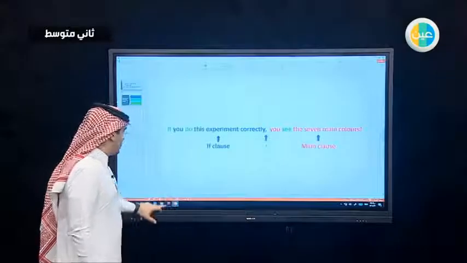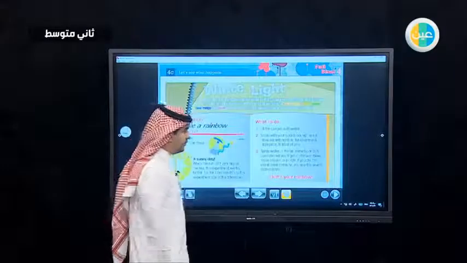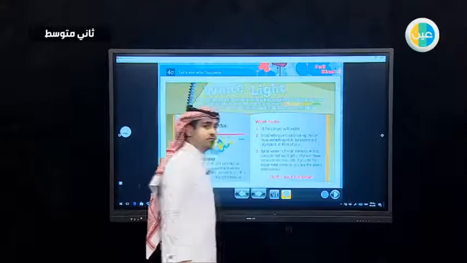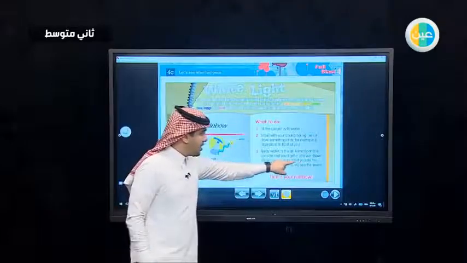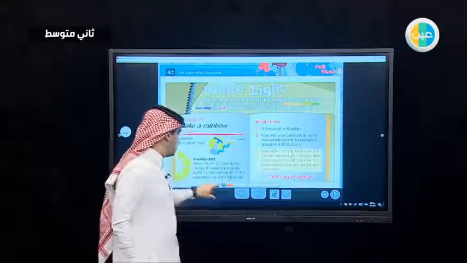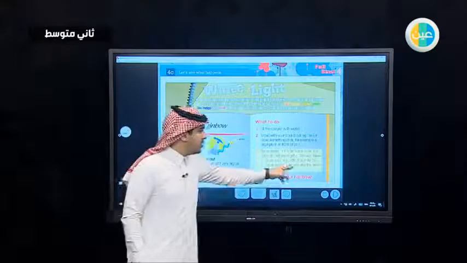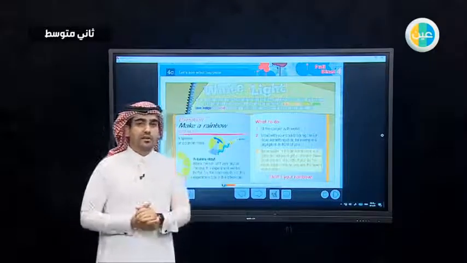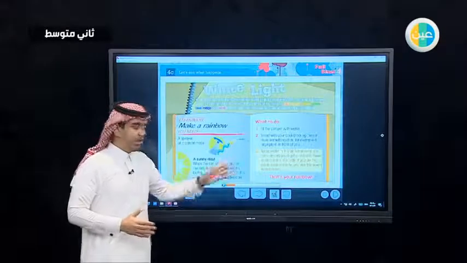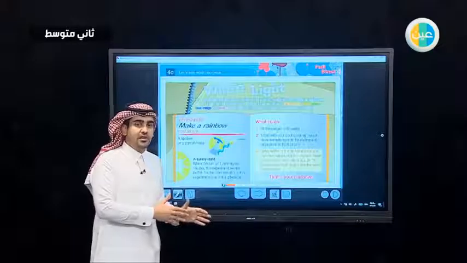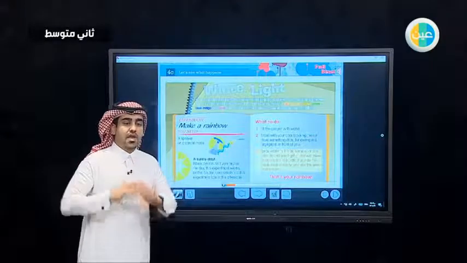Now let's take a look at this sentence and tell me what you think. If you do this experiment correctly, you see the 7 main colors. If you do this, spray water. If you do this experiment correctly, إذا قمت بهذه التجربة بشكل صحيح, you see the 7 main colors. سترى الألوان السبعة. So this is a zero conditional sentence. إنه شرط حصول رؤية الألوان السبعة أن تقوم بالتجربة بشكل صحيح. إذا هذه حقيقة. إذا سخنا الماء على درجة حرارة 100 درجة مئوية، الماء سيغلي.